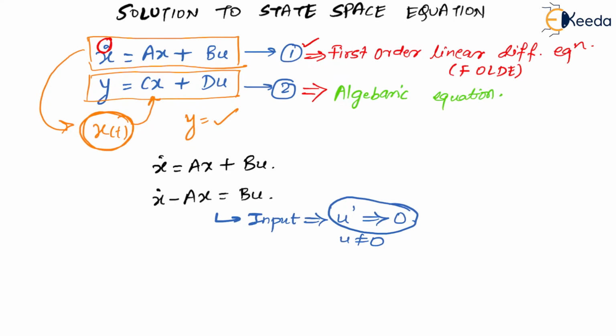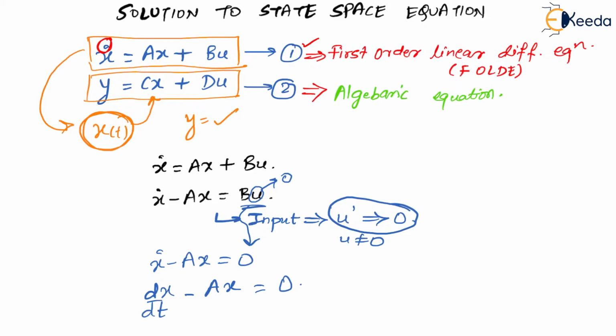Now please replace this u by 0. When you replace u by 0, what you get here is x dot minus Ax equal to 0, because anything multiplied by 0 will give you 0. Is that right? Yes. Now this x dot is nothing but dx by dt, so dx by dt minus A into x equals 0. Now how to find the value of x?